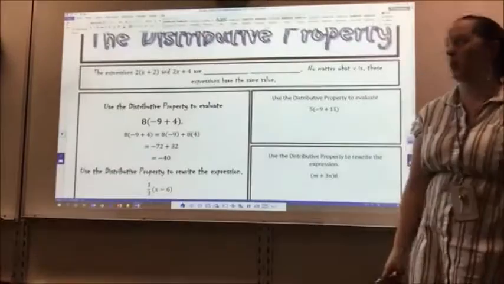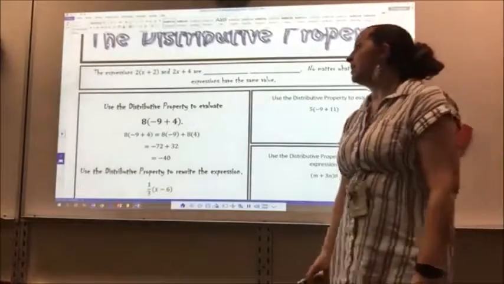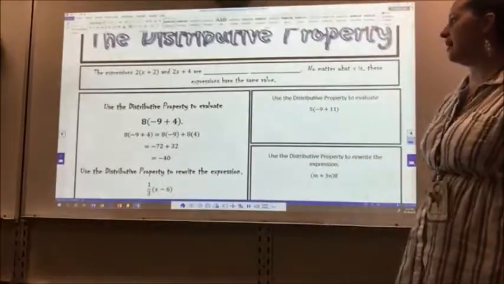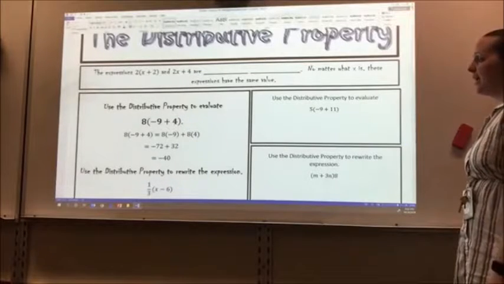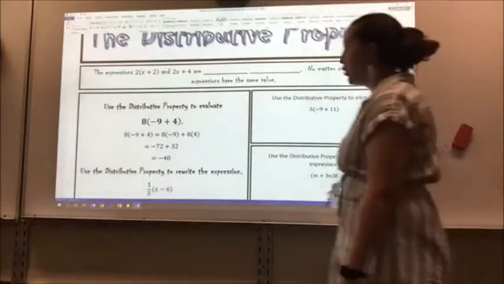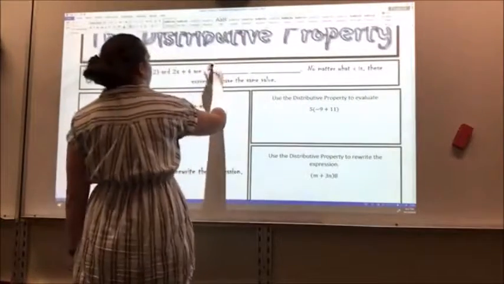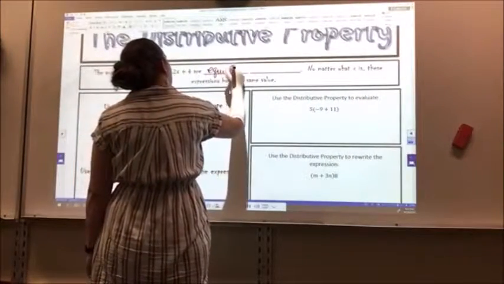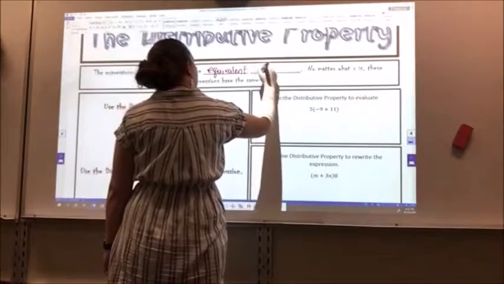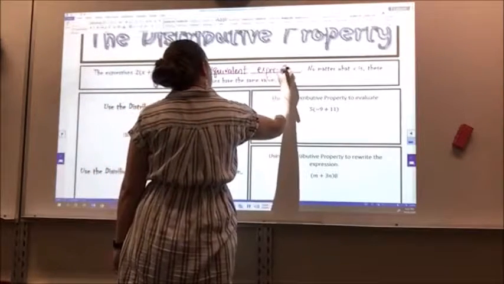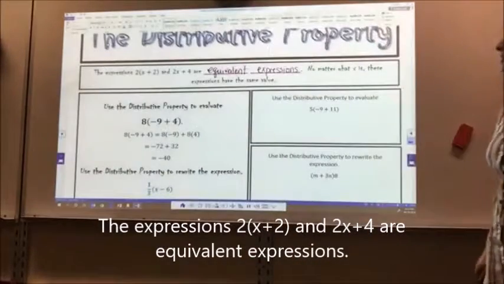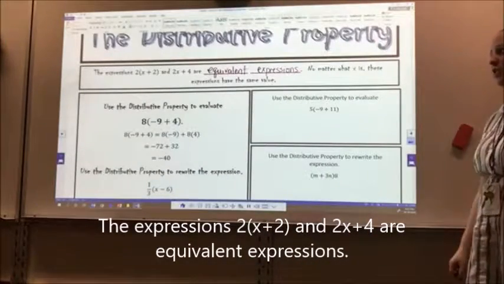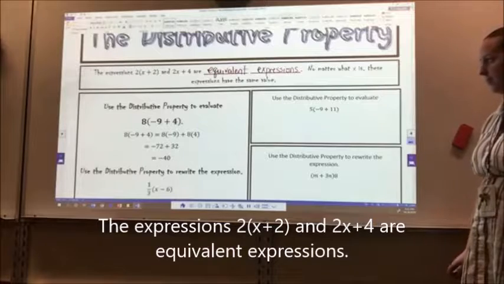Okay, the next one I want to talk about is the distributive property. So the expressions 2 times the quantity x plus 2 and 2x plus 4 are blank, blank. In those two blanks, you're going to write equivalent expressions. Okay. So those are equivalent expressions. No matter what x is, these expressions have the same value.